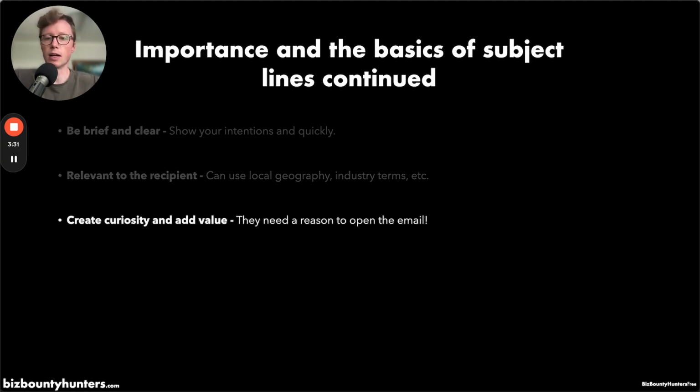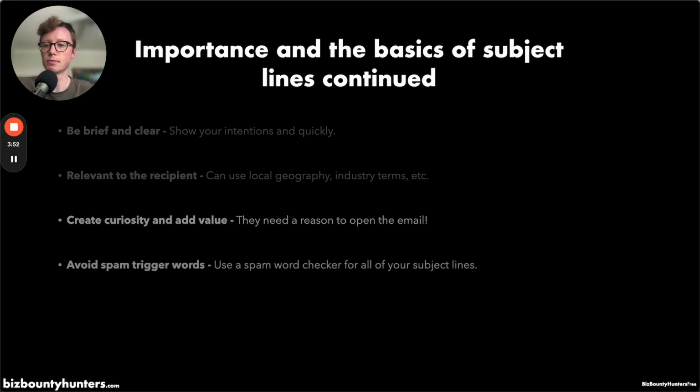Creating curiosity and value. So they need a reason to open the email. You can even have a value add, I have a track record of 3x in companies in 30 days, whatever it may be, but you don't want to be too salesy. But having that value add or leadership tips or things like that that may be useful for people in that industry is also a good way to get their attention.